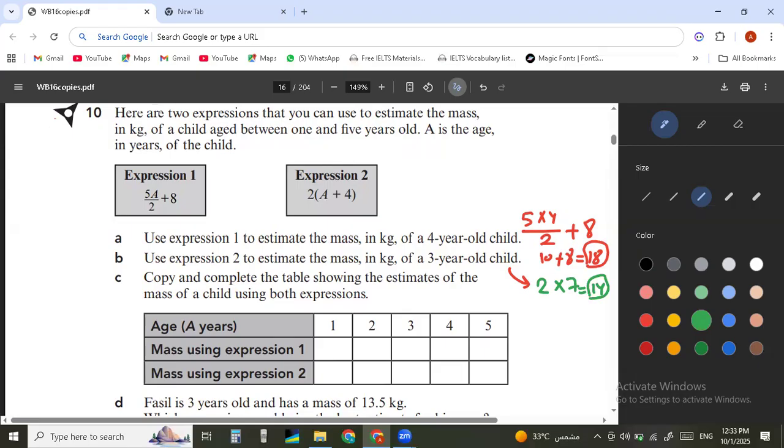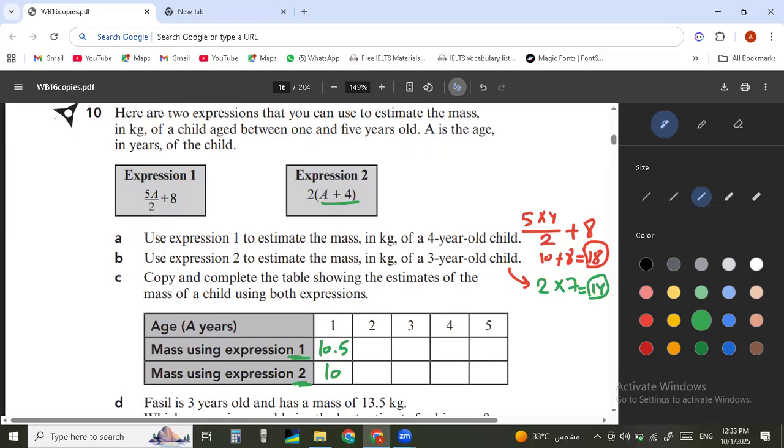The last one, they want you to do the same thing exactly here, but instead of A, you're going to replace in expression 1, this is for the answer for expression 1, you're going to remove A and write 1. So for example, 5 times 1 is 5, over 2 means 2.5. 5 divided by 2 is 2.5. 2.5 plus 8 is 10.5, so 10.5. But in expression 2, I'm going to remove the A and write 1. So 1 plus 4 is 5. 5 times 2 is going to be 10. You move to the next.